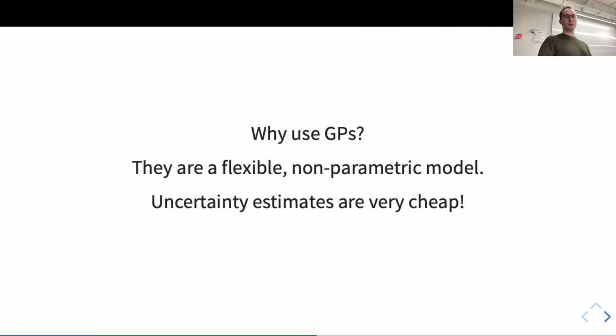Okay, so why are we using GPs? They're flexible, they're non-parametric, and the uncertainty estimates are cheap once you've calculated that matrix inversion, which you're almost certainly doing because you need it to calculate the mean. So once you've calculated the mean, you might as well just calculate your uncertainty as well.